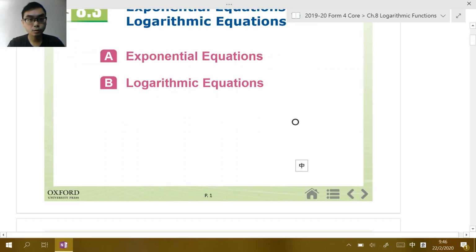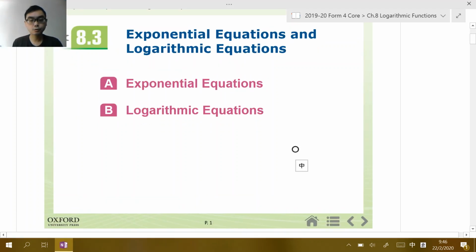Hello Form 4 students. Today I would like to bring to you chapter 8.3, the exponential equations and logarithmic equations. In this session, you will learn these two kinds of equations. But the most important thing is that when we talk about exponential equations or logarithmic equations, we have to involve the variable with index.